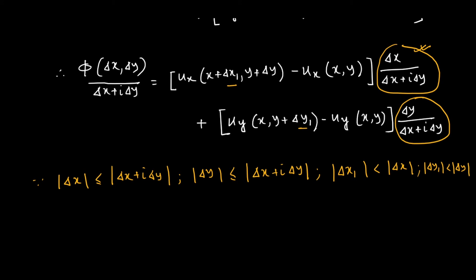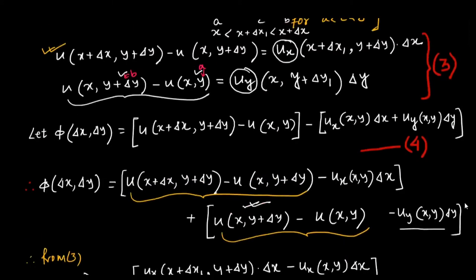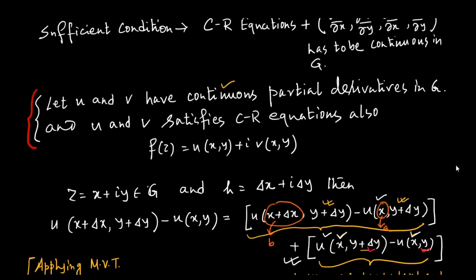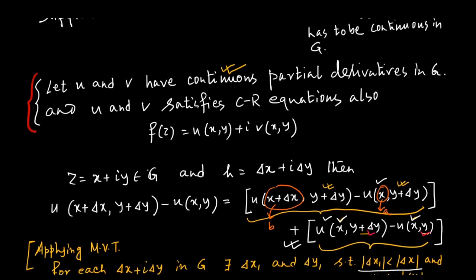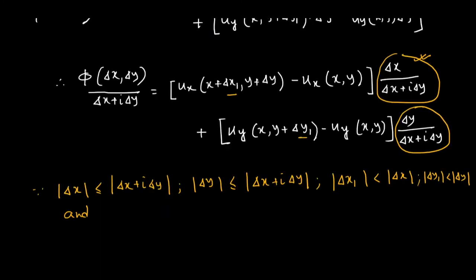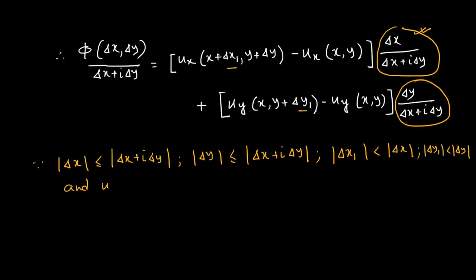So I have these four things, inequalities, which we know, and the fact, and we further know as per assumption. What was our assumption when we started doing this derivation? Our assumption was u and v have continuous partial derivatives. That has been our assumption. That means all these partial derivatives occurring here, that is my ux and uy, are continuous. Am I right or not?